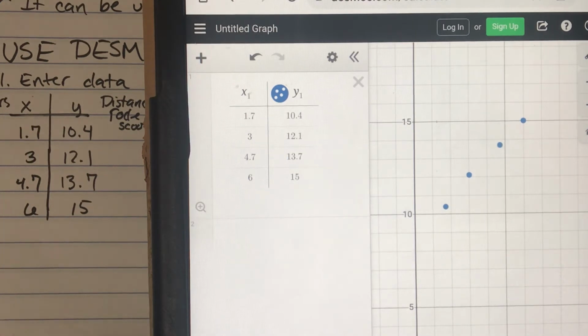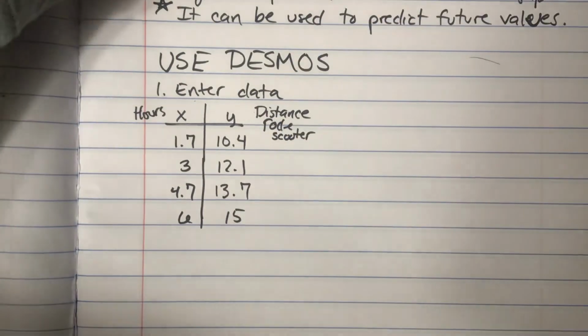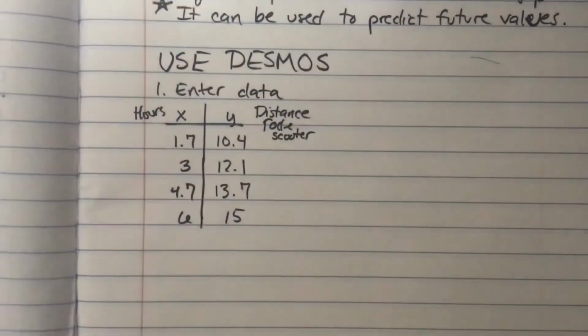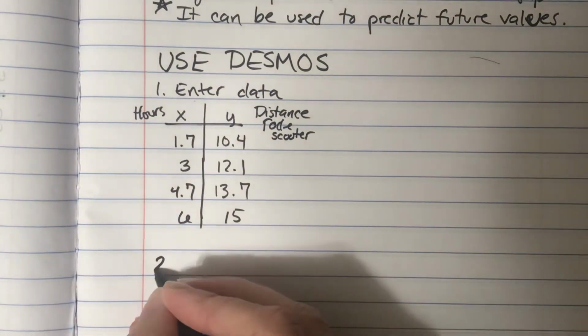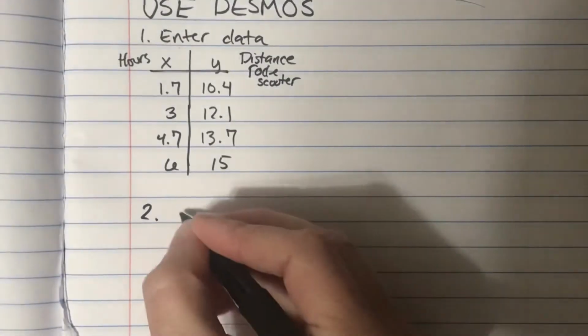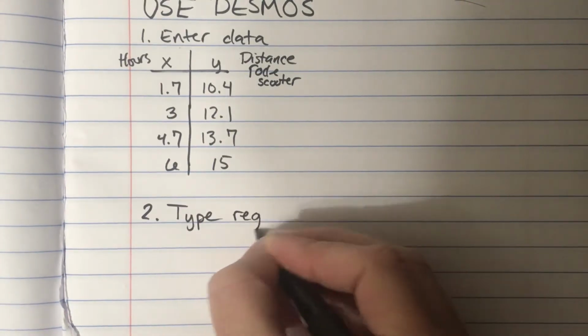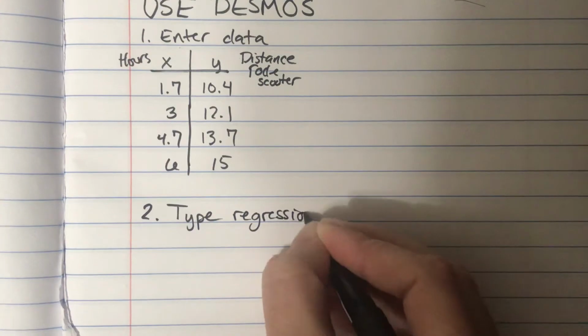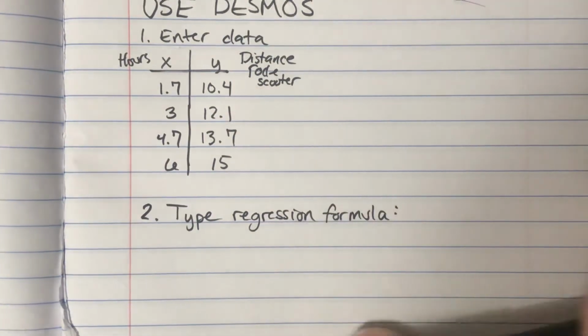So there is a general regression formula that you can type in Desmos that will do this for you. Now I'm going to go back over here and write it down for us first before we actually type it in. So the first thing we've done here is enter our data. Step 2 is to type the regression formula. And here's what that regression formula looks like.